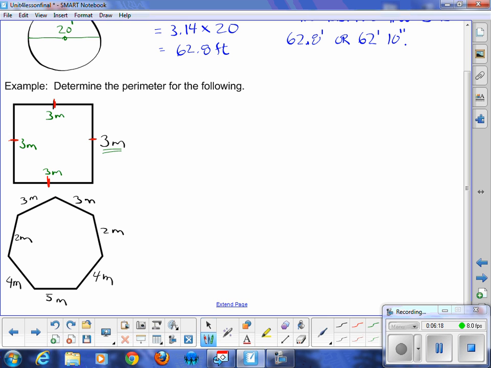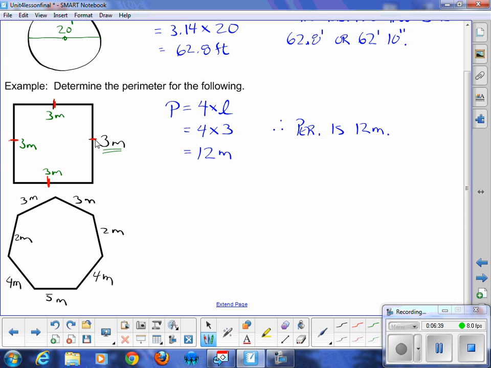You can add up the 4 sides, or for people that realize that this is a square, the formula is 4 times the length. So our perimeter would be 4 times 3, and it would be 12 meters. So therefore, perimeter is 12 meters.